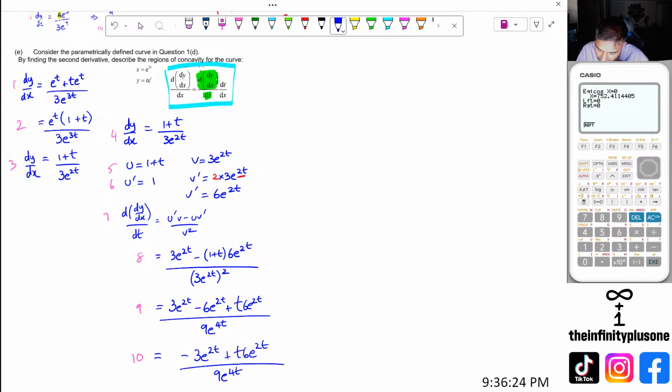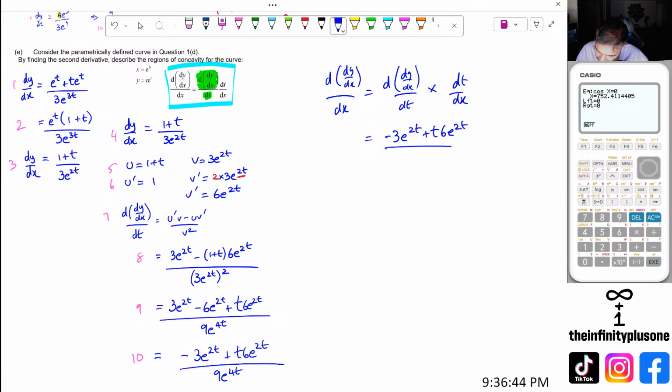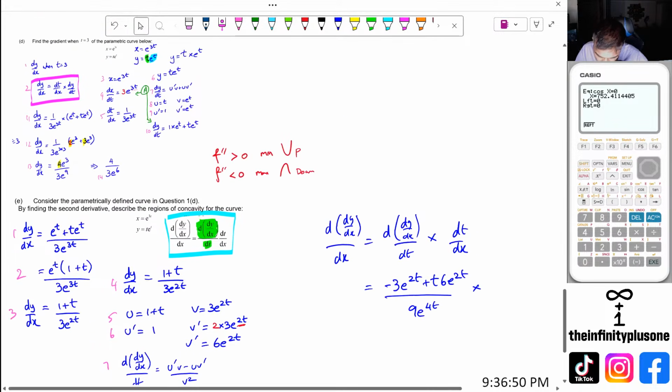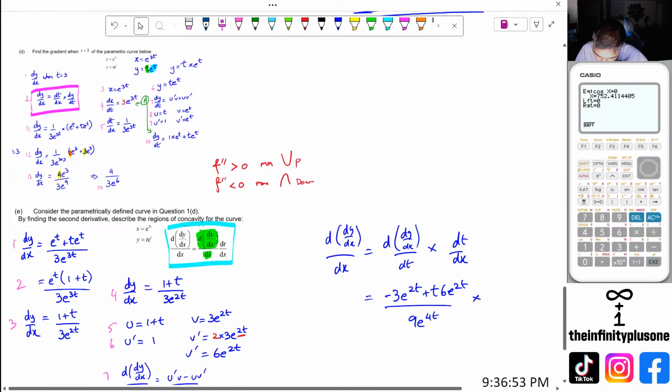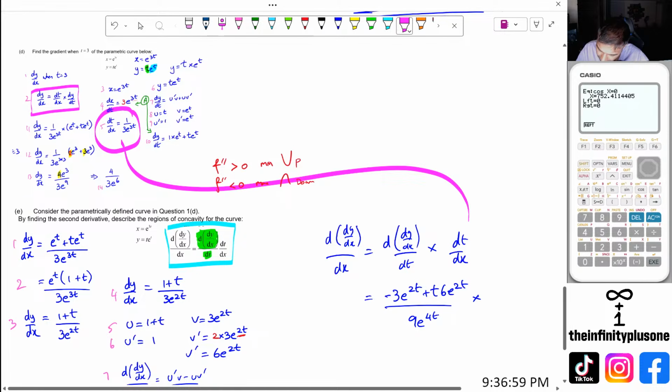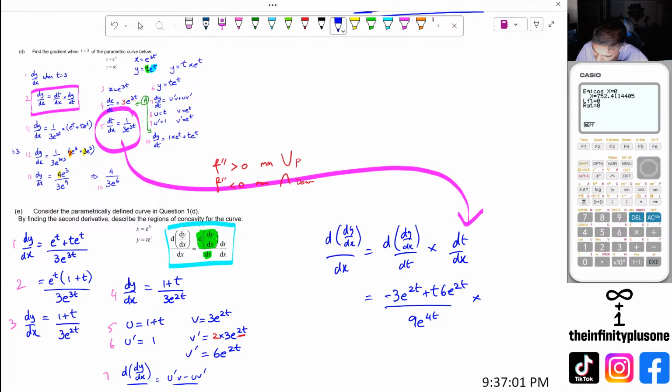So now I want to do the double differentiation. So the double differentiation formula, I write it down. d²y/dx² is d of dy/dx over dt times dt over dx. So I've got -3e^2t plus t6e^2t over 9e^4t. Now dx/dt, I think I had it from my previous question, or dt/dx. I'm getting it from here, which is going to be 1 over 3e^3t.